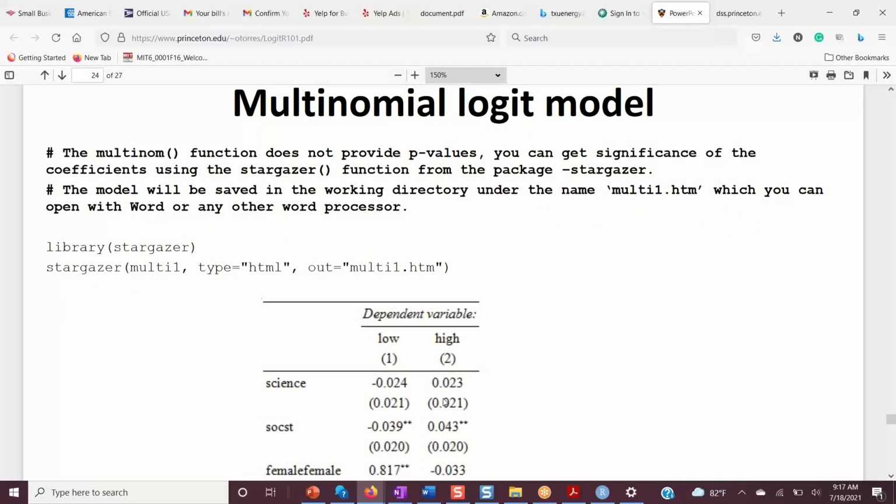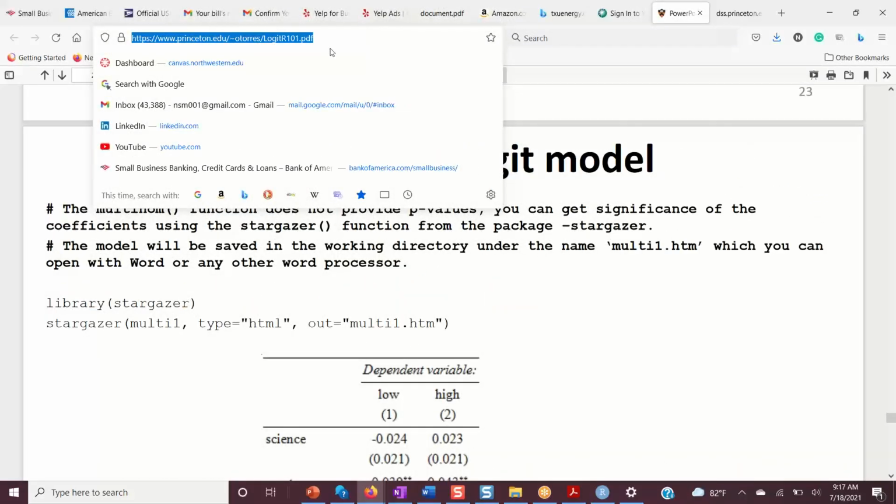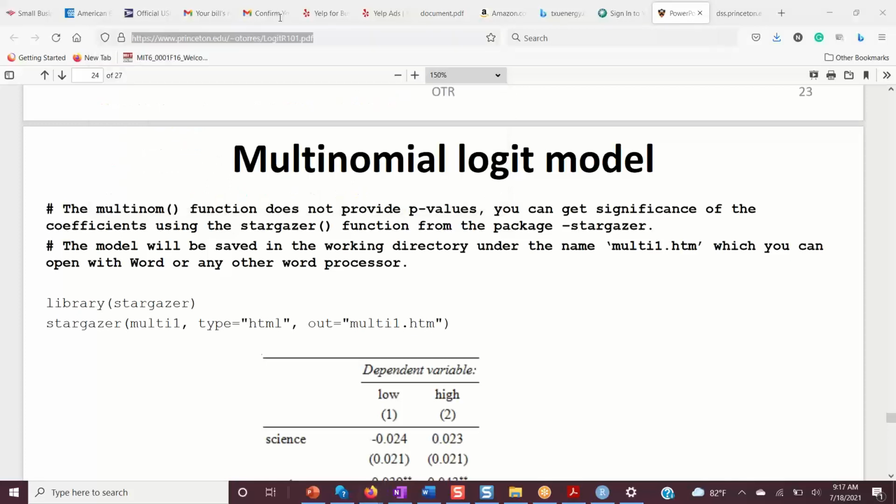So today, let me finish this multinomial logistic model, because this is another case we want to do. You will end up doing it. So here, this is the Princeton notes I want to share with you. Please take note of this. I'm going to put it in the chat area. Keep it in your reference. Put it in your notebook, or your Word or PowerPoint deck.